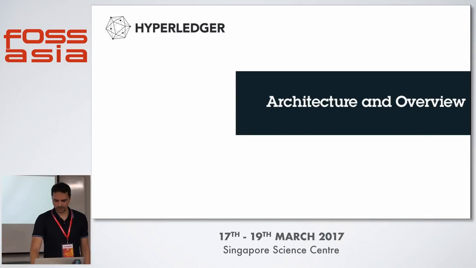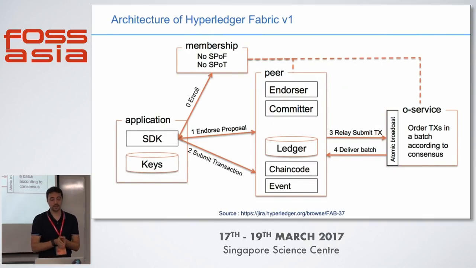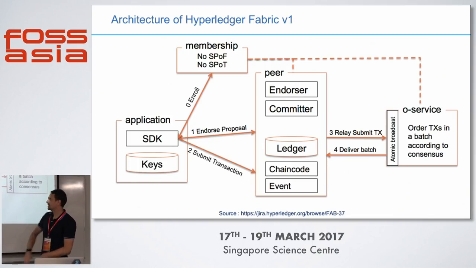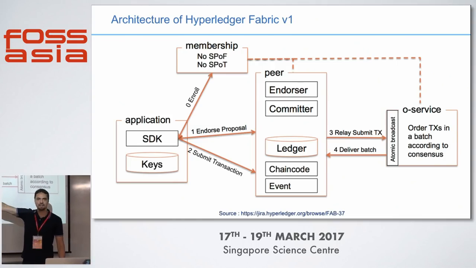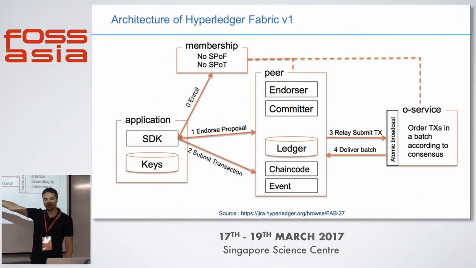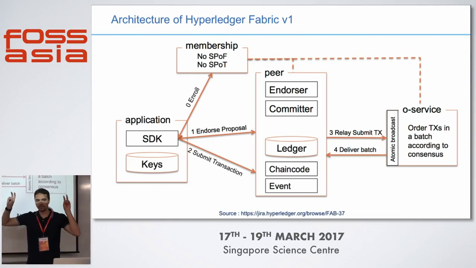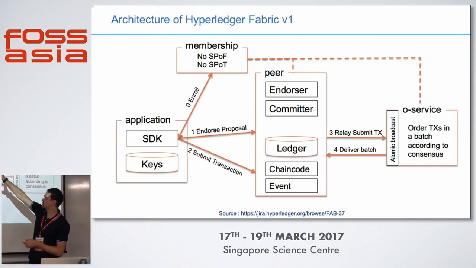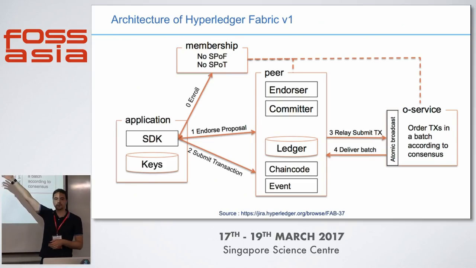Let's go into the architecture overview for version 1. As you can see, the architecture has changed. We have many more boxes here. The application SDK stays where it was and performs the same thing. The business logic for the application and the key wallets hold the private certificates of the users. The membership service also becomes pluggable, and we can have a number of membership services now. So we remove this single point of failure.